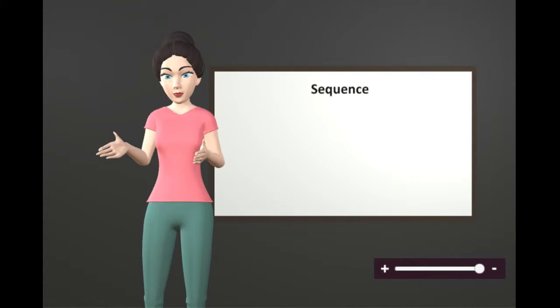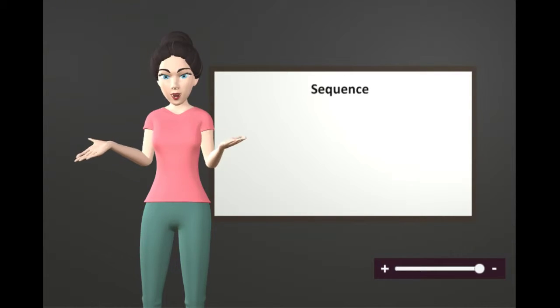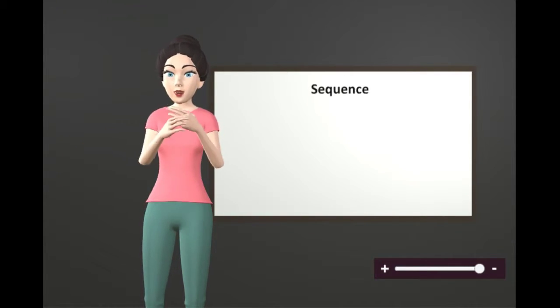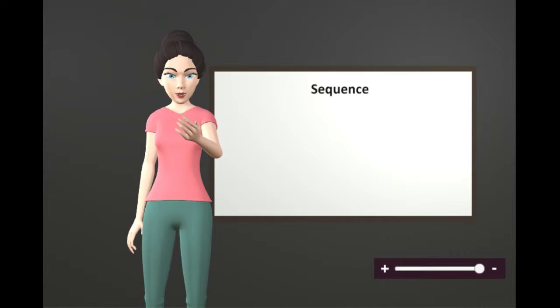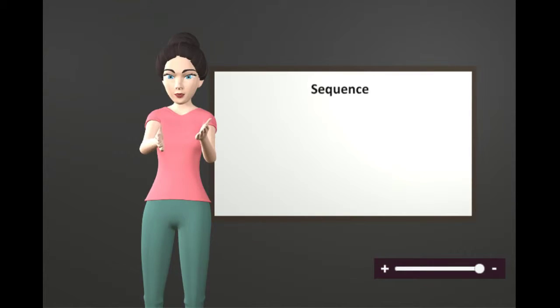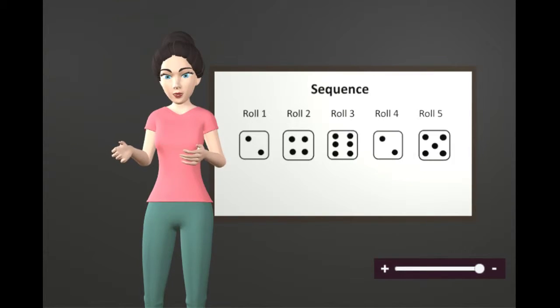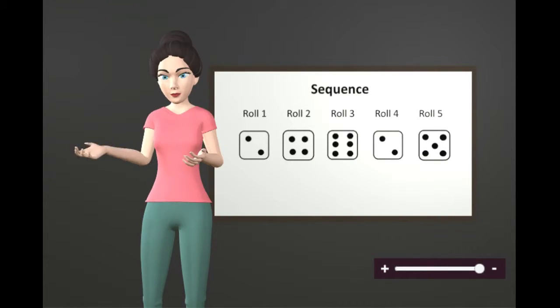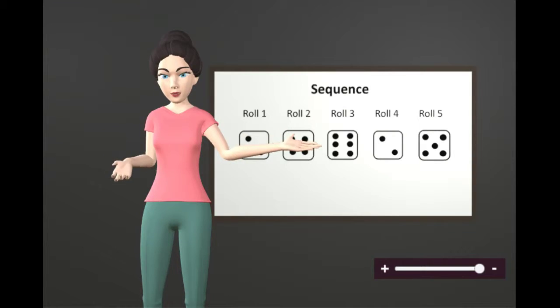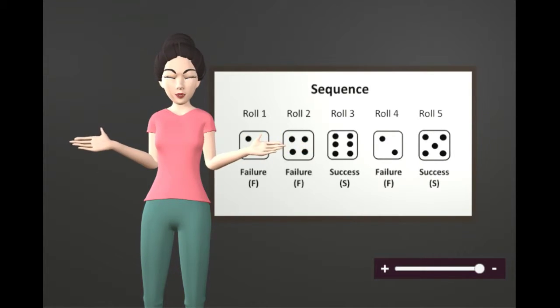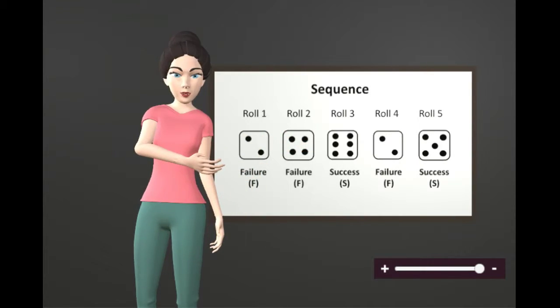The next concept you need to know is sequence. A sequence is what happens when you conduct several trials, one after another, like rolling a die 5 times in a row. For each trial, we have either a success or a failure, so the sequence reports what occurred. For example, say we rolled a die 5 times in a row and rolled a 2, then a 4, then a 6, then a 2, and then a 5.